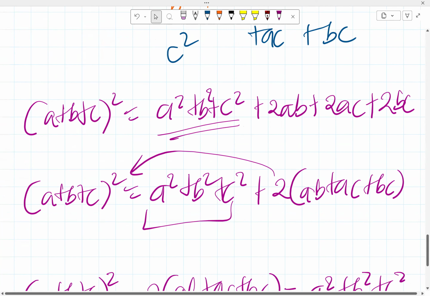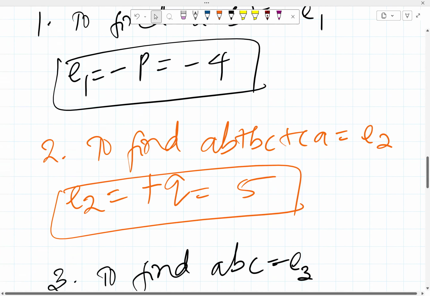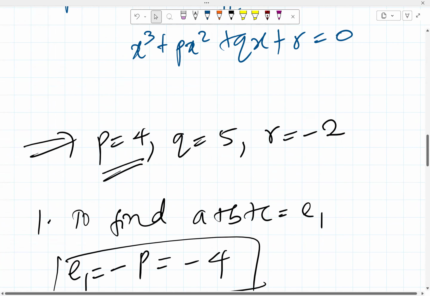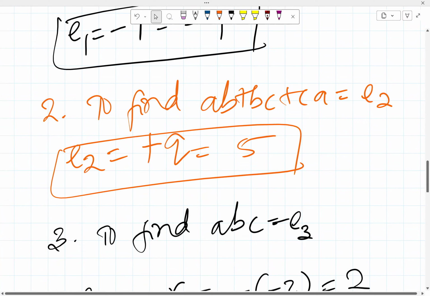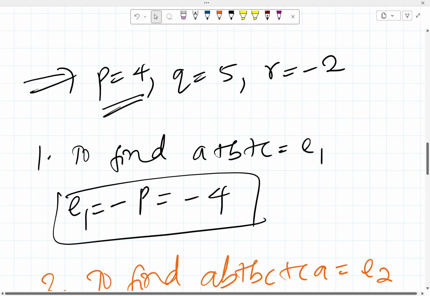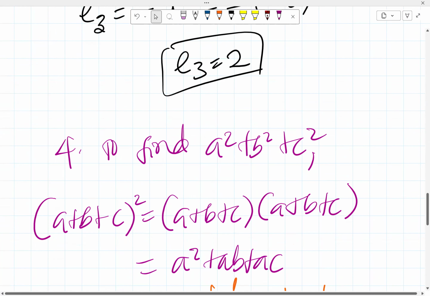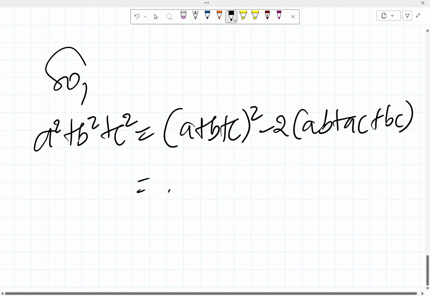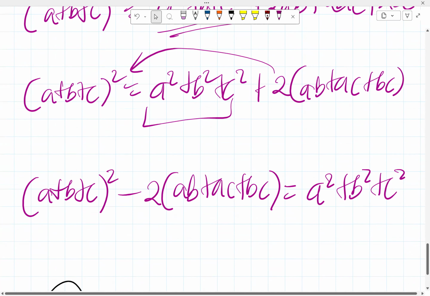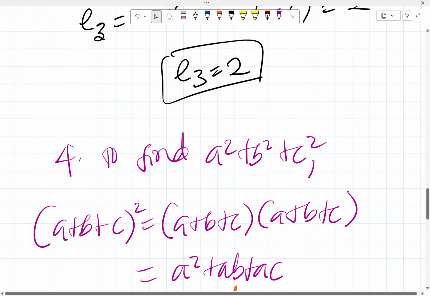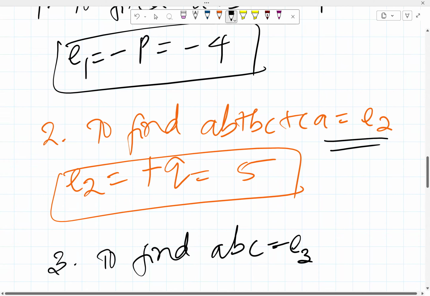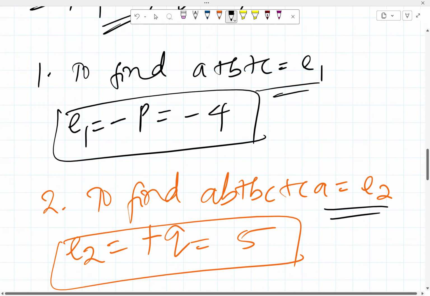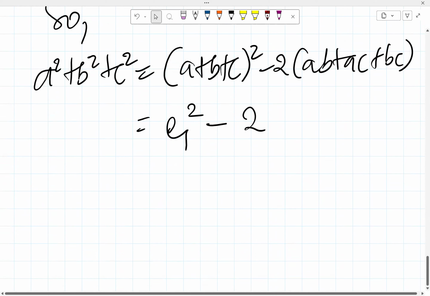Okay, so A plus B plus C, we found that already, we found it to be equal to E1. That's E1. So that means this is simply E1 squared minus 2 into AB plus AC plus BC. That is E2. Yeah, that's E2, which is here. So the other one is E1. So we have 2E2.